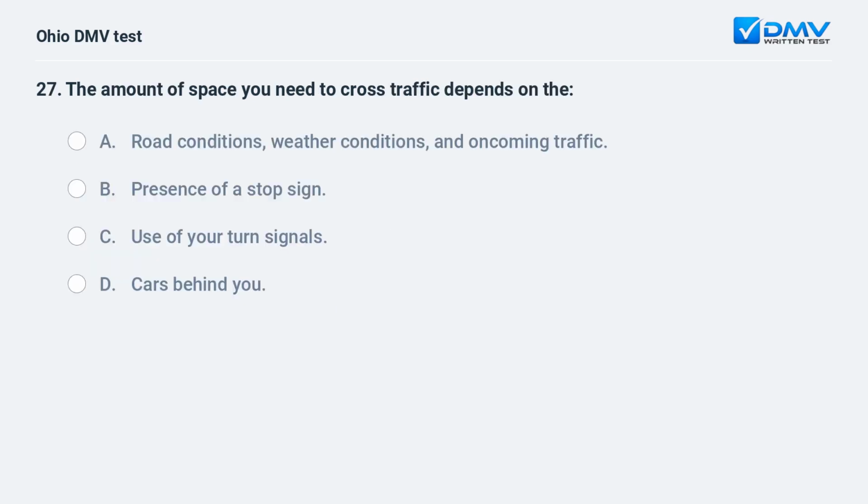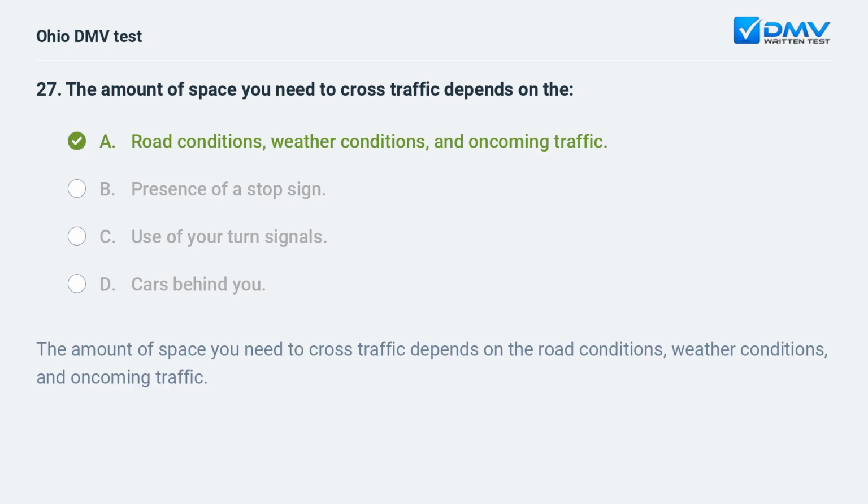The amount of space you need to cross traffic depends on the A. Road conditions, weather conditions, and oncoming traffic. B. Presence of a stop sign. C. Use of your turn signals. D. Cars behind you. A. Road conditions, weather conditions, and oncoming traffic. The amount of space you need to cross traffic depends on the road conditions, weather conditions, and oncoming traffic.